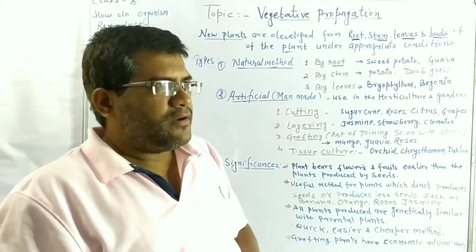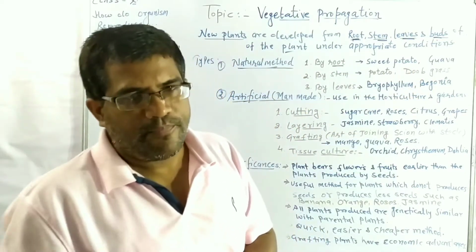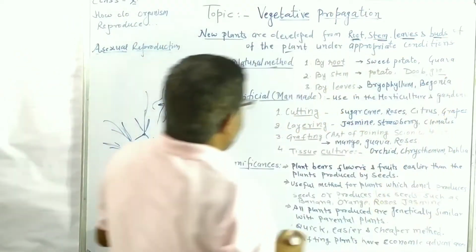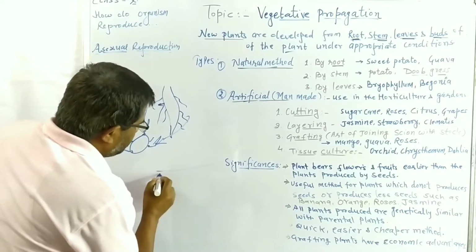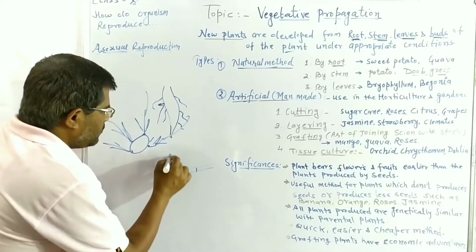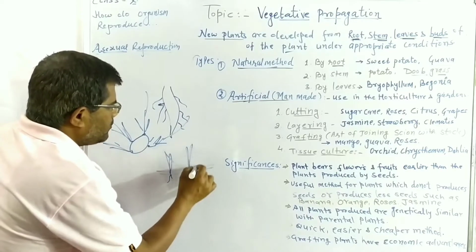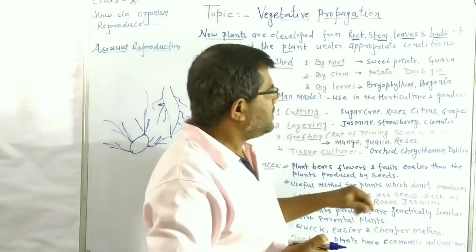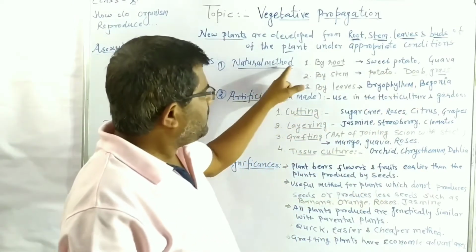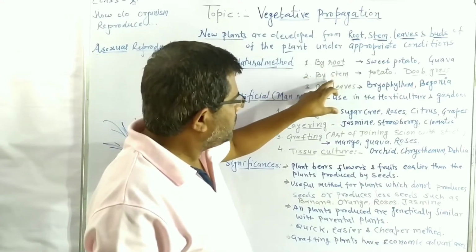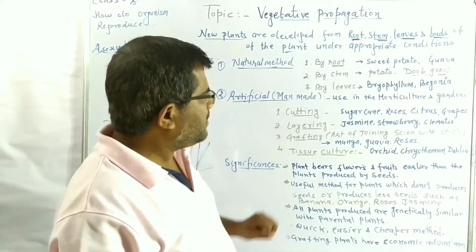It means Cynodon dactylon, which is dubi or dub grass. In dub grass, from this type of stem and this stem node region, new grasses or new plants develop. This happens naturally, so it is called the natural method. So naturally new plants develop from the root, and naturally new plants develop from the stem.